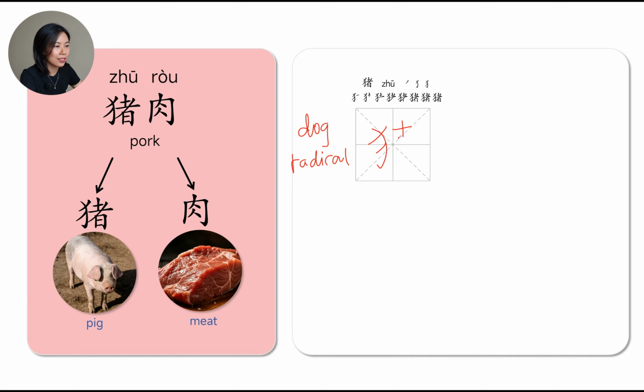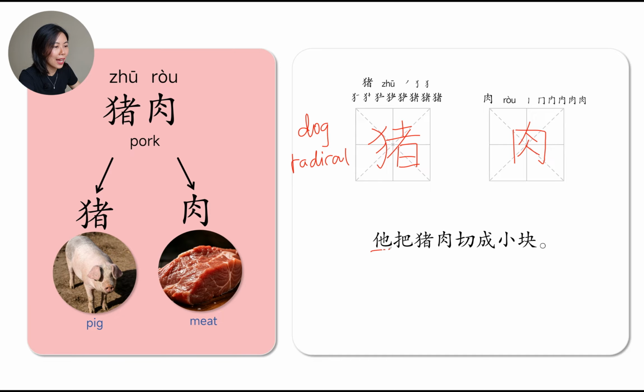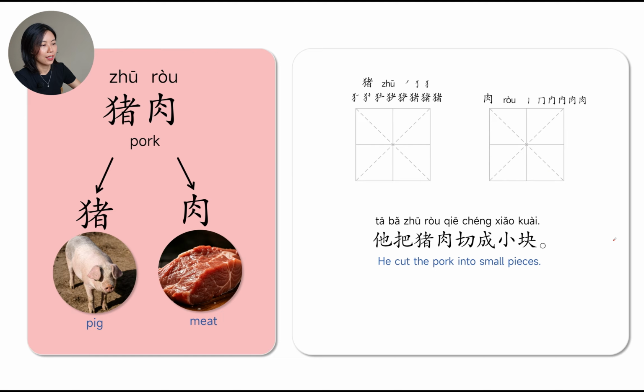1 2 3 4 5 6 7 8. This is 猪肉. 1 2 3 4 5 6. 猪肉. OK. 他把猪肉切成小块. He cut the pork into small pieces. Let's see. 他 is a he.